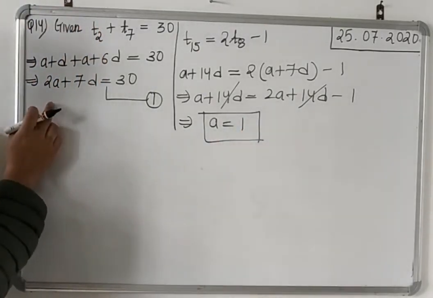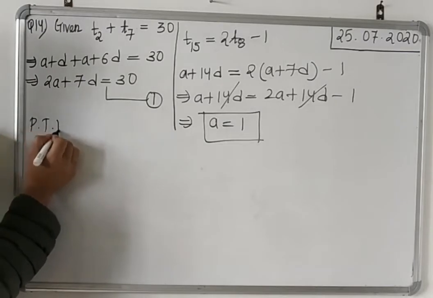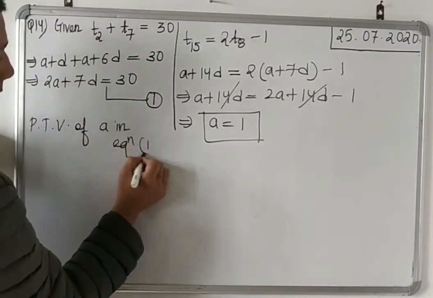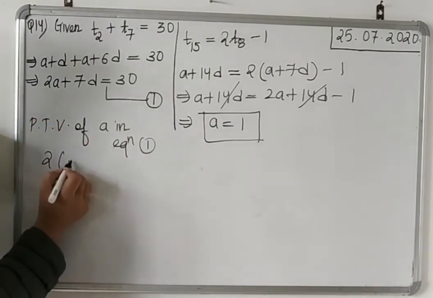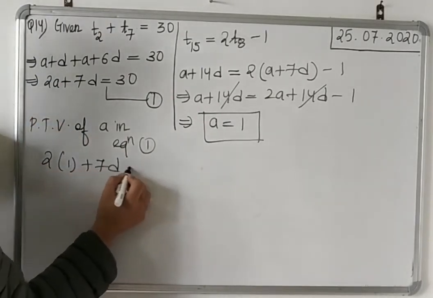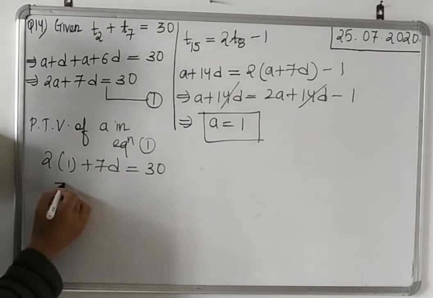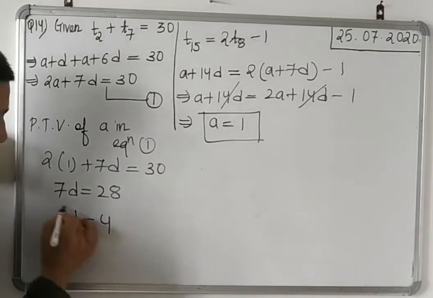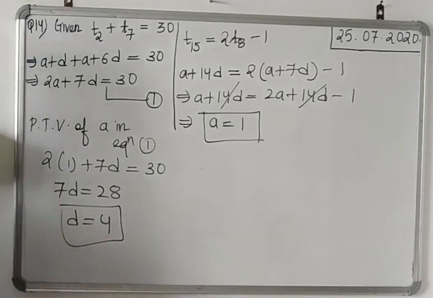Again from equation number 1, putting the value of A in equation 1, twice into 1 plus 7D is equal to 30. So 7D is equal to 28. So D is equal to 4. So I got the common difference as well.